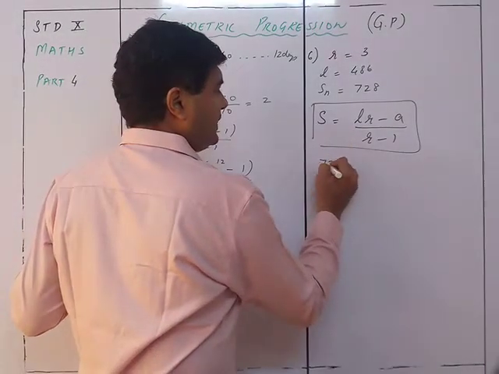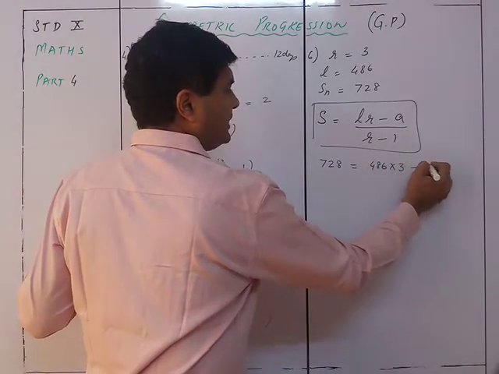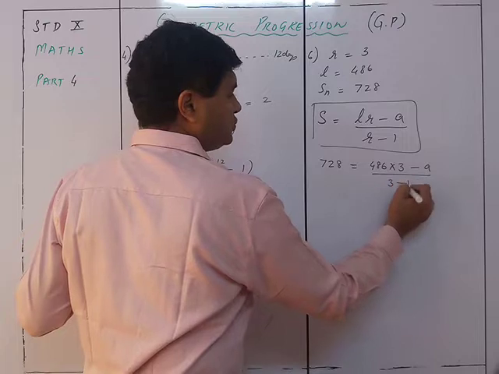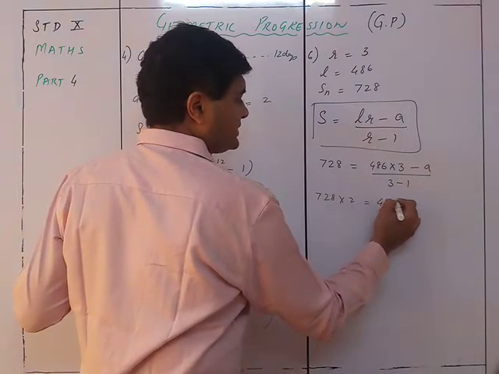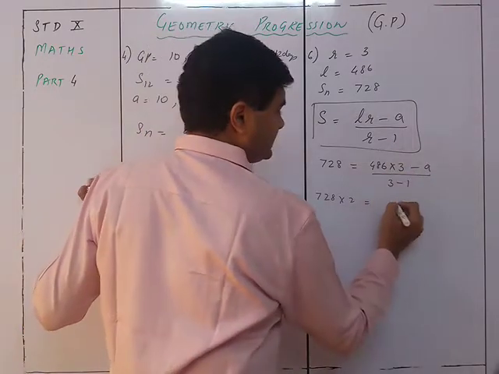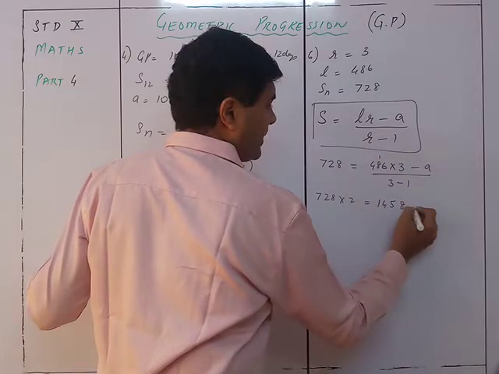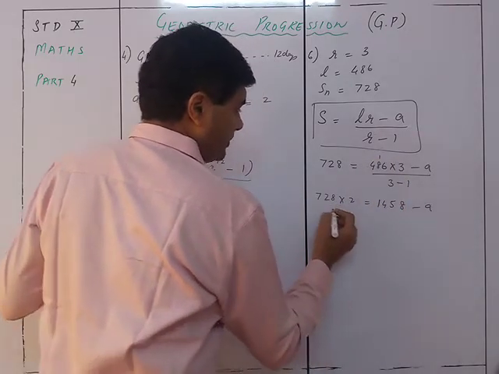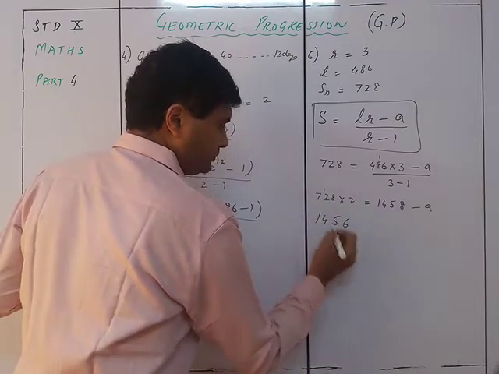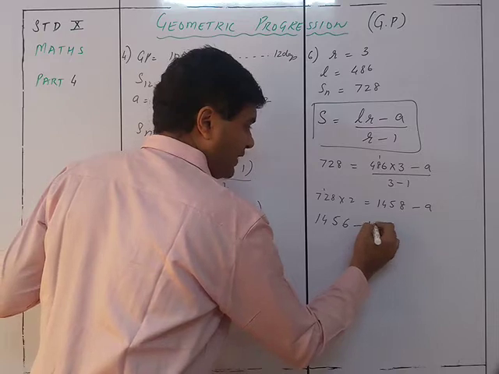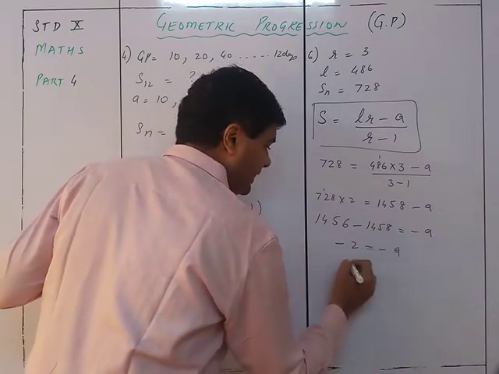So 728 is equal to (486 into 3 minus a) upon (3 minus 1). So 728 into 2 is equal to 486 into 3 minus a. So I'll just multiply. 6 3s are 18, so 24, 25 and 12, 13, 14 minus a. So this is nothing but 1458 minus a, and 1456 minus 1458 is equal to minus a. So minus 2 is equal to minus a, so a is equal to 2.